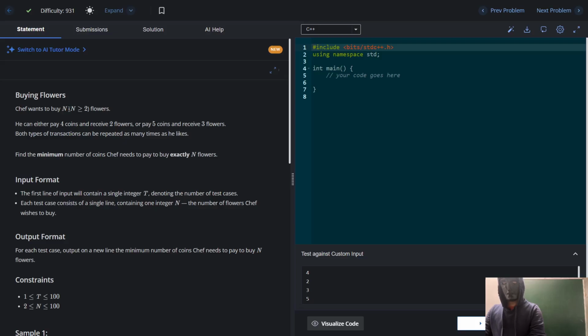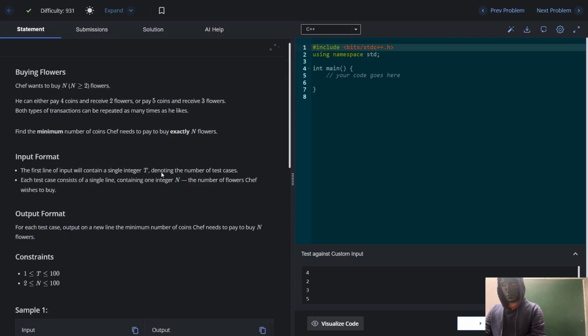Chef wants to buy n flowers, where n is greater than or equal to 2. He can either pay 4 coins and receive 2 flowers, or pay 5 coins and receive 3 flowers. Both types of transaction can be repeated as many times as he likes. Find the minimum number of coins Chef needs to pay to buy exactly n flowers.